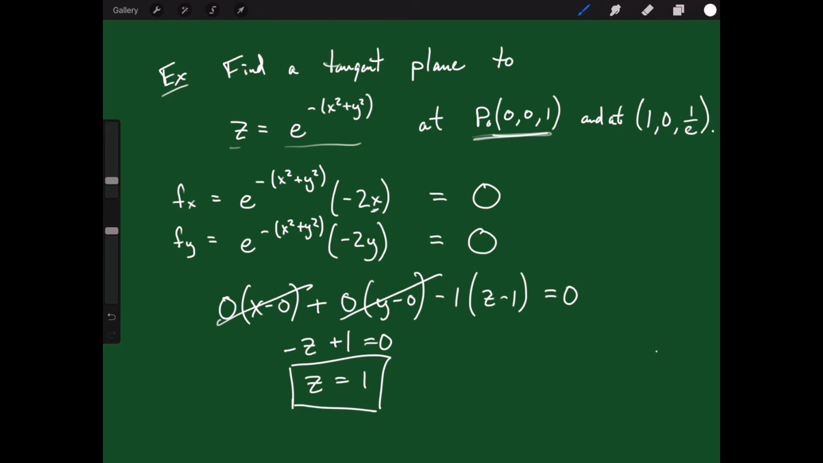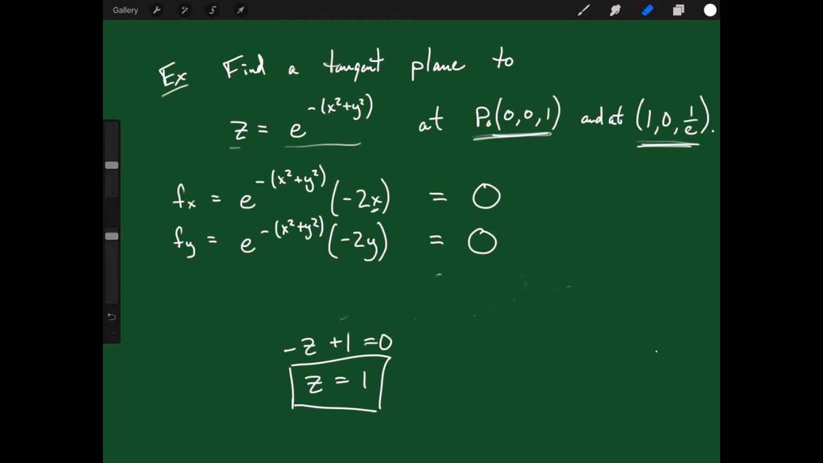And that's the equation of the tangent plane, is just z equals 1. Okay, we did it for one point. Let's try a point that's maybe a little more complicated than 0, 0, 1, where everything becomes 0. So let's look at the point 1, 0, 1 over e. Okay, so let me erase a few things real quick here. So if we change the point to the point 1, 0, 1 over e, how does that change things?